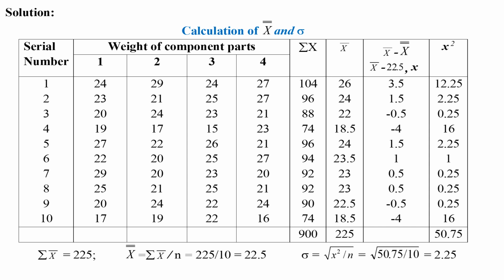In the 8th column, the means in the 7th column should be deducted by the grand mean, that is 22.5. Then the square of these values should be written in the last column and the sum of these values should be calculated. The square root of this value divided by n, that is 10, is called standard deviation.